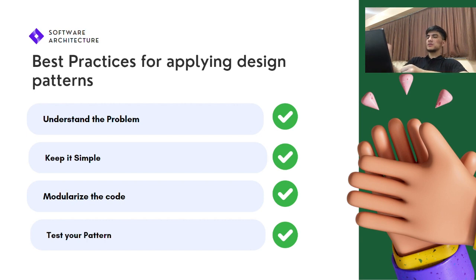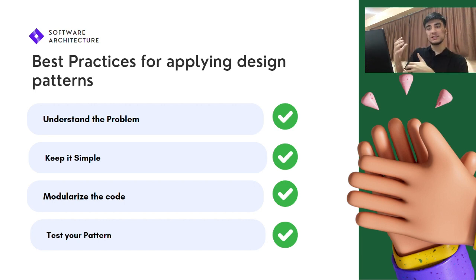So aim for clarity and readability, even if it means using simple patterns or breaking complex problems into smaller, more manageable pieces. Another best practice for using design patterns is modularizing the code. What I mean by modularizing the code is breaking our system into smaller reusable components. This makes it easier to apply design patterns to individual parts of our system and promotes code reusability and maintainability.